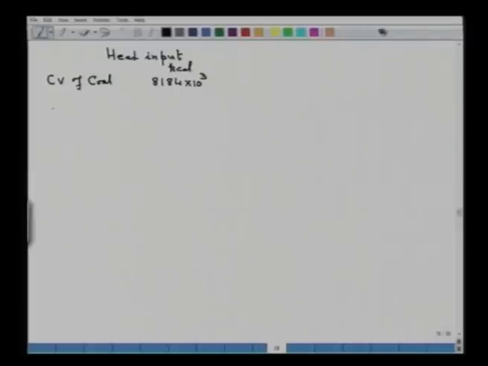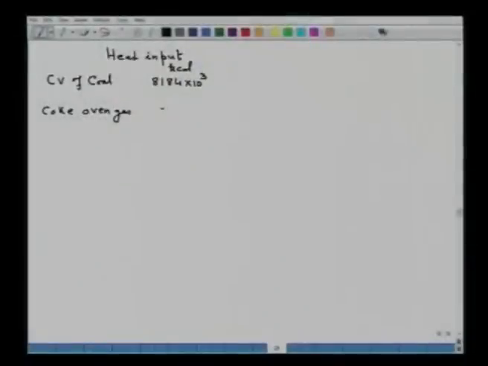Now, also coke oven gas, because 40% of coke oven gas is burnt. So, accordingly the heat which is entering is 704 into 10 to the power 3 kilocalorie, and that makes a total 8888 into 10 to the power 3 kilocalorie as the heat input.